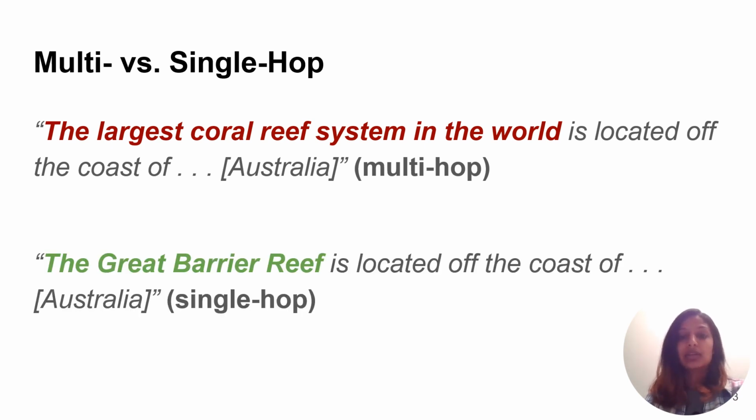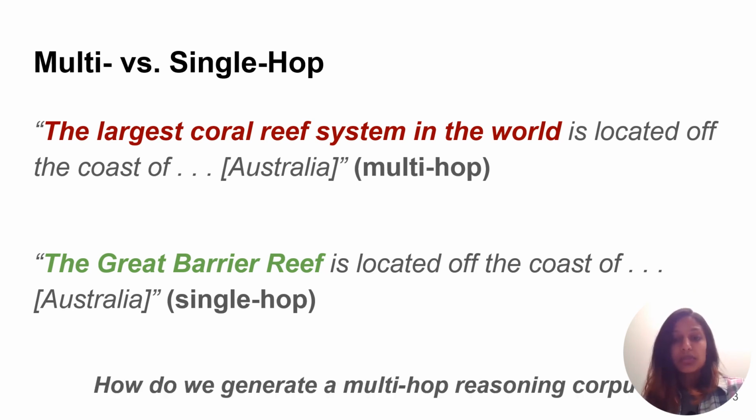On the other hand, the single hop prompt is the Great Barrier Reef is located off the coast of. This prompt is single hop because the entity, the Great Barrier Reef, is explicitly stated by name in the prompt. Now that we understand the difference between these two types of prompts, we need to generate a corpus to study. How do we generate this corpus?